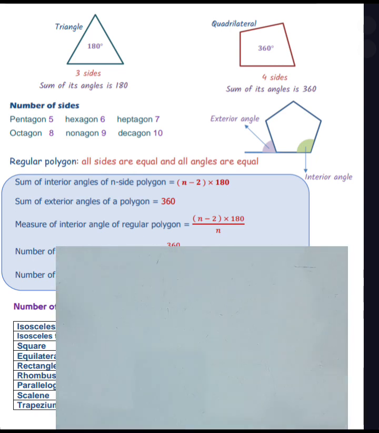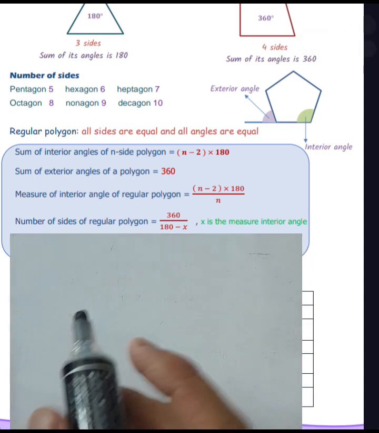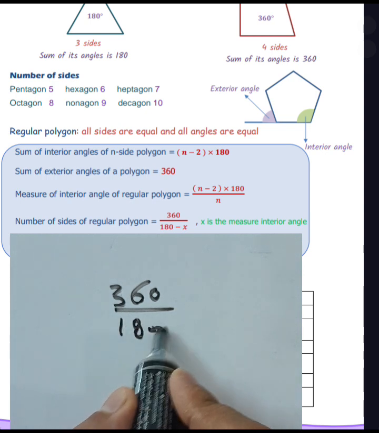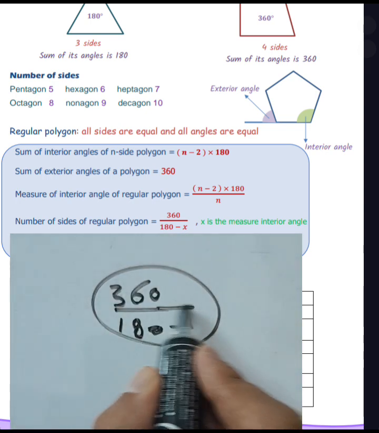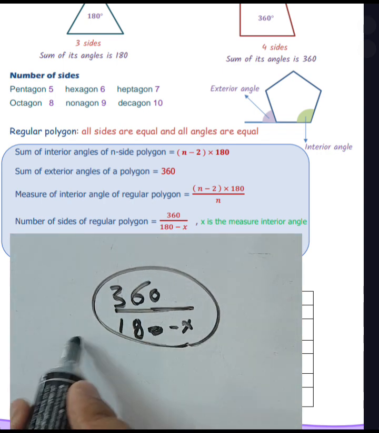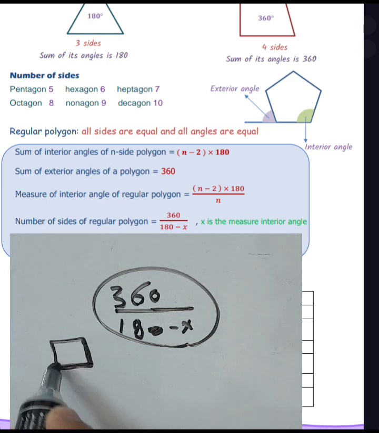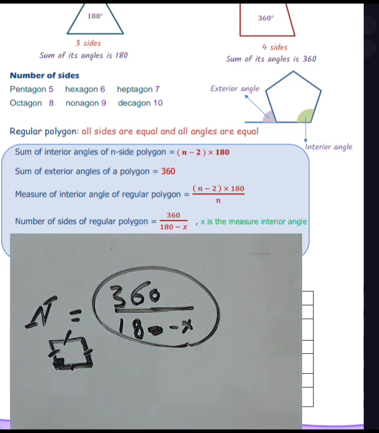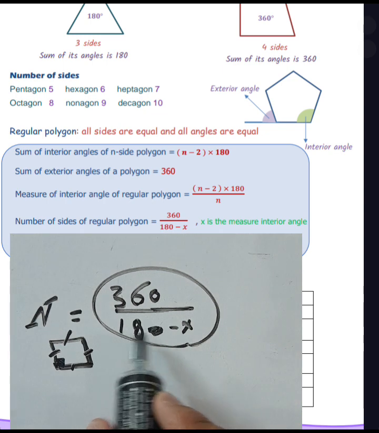Okay, and the sum of exterior angles of a polygon is 360. To find the number of sides, you must write 360 over (180 minus x). We use this rule to find the number of sides of a regular polygon, such as a square. If we have the angle here as 90 in the square, the number of sides of a regular polygon will be 360 over (180 minus x).